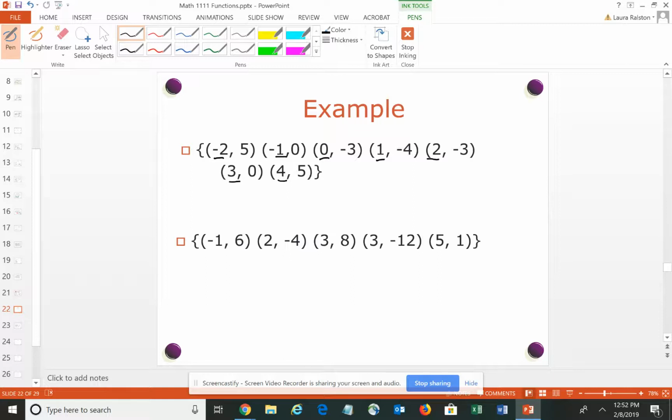So if I'm looking at that again, thinking about is each x paired with exactly one y, I basically am looking for any repeat in the x values. There is no repeat, so I would say, yes, this is a function.